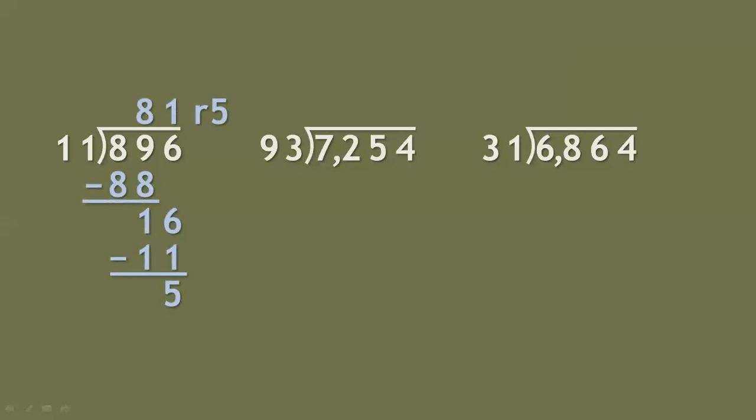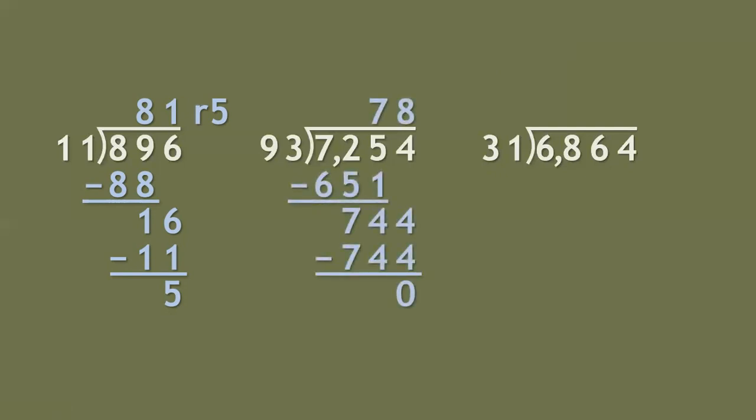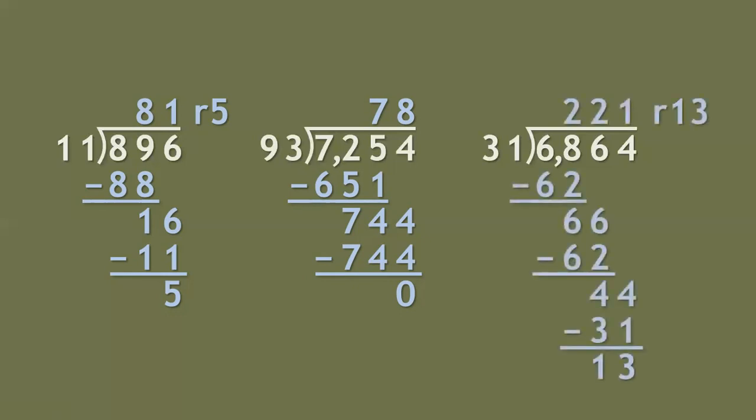Okay, for your first one, you should have gotten 81 with a remainder of 5. If you did not get that, pause this and look at the steps here and see how we came to that answer. Okay. Next, we have 78. Again, if your answer doesn't line up with mine, check out your steps and see where you went wrong. Then last of all, we have 221 with a remainder of 13. Okay, all of these have quite a few steps in them, so just take your time and look back at what you did, may or may not have done right or wrong, and correct yourself.